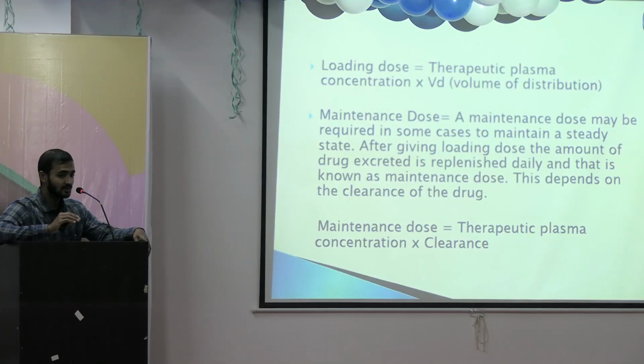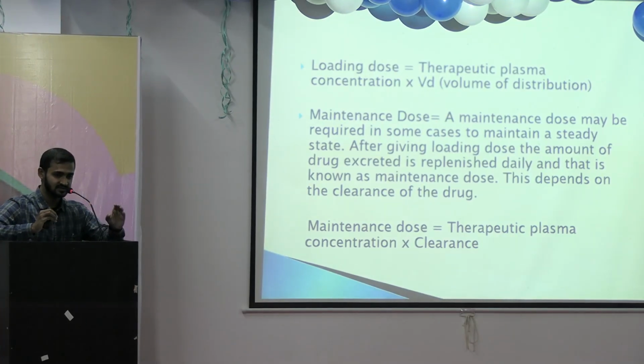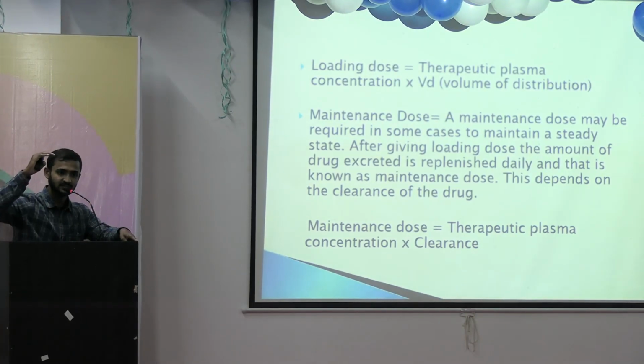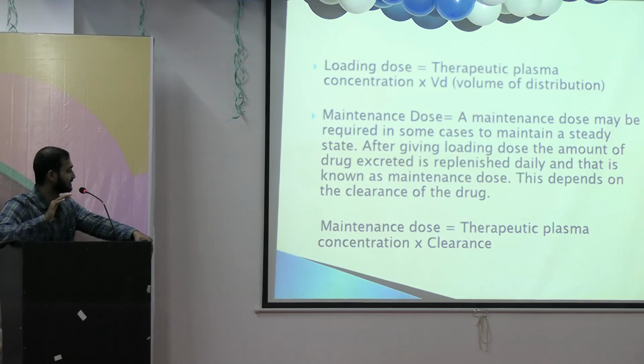The same amount of drug which we have given to a patient is attained in the plasma, and the same amount of drug should be excreted either through urine or in the form of stool. So the clearance should be maintained. So the maintenance dose is the therapeutic plasma concentration multiplied by clearance. This is the maintenance dose.